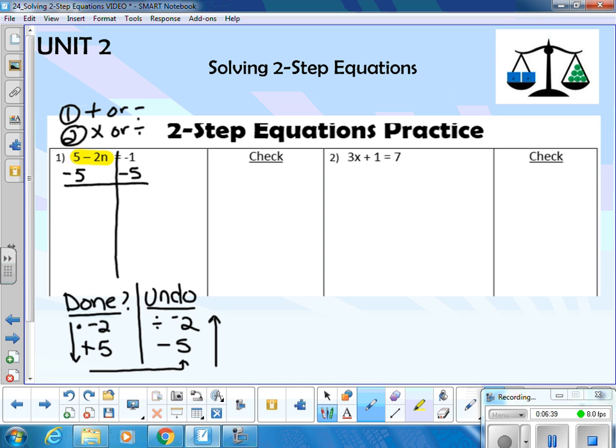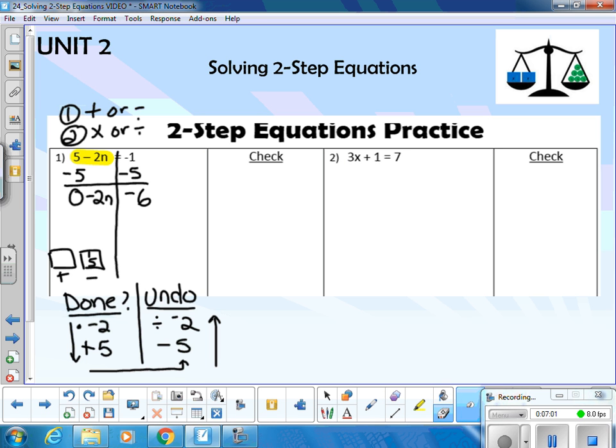5 minus 5 is 0. Then we have a -2n. And over here we have a -1 and a -5. So if you think of your battle boxes, I would have my 1 and my 5 both in the negative box, which means I just combine them. So I would get -6.